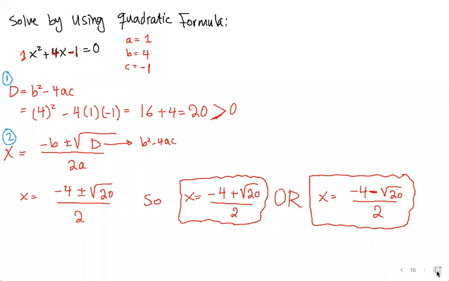Another question. Another example. Solve this quadratic equation. 1 over 3 x squared minus 2x plus 4 equals 0. What is A? B, C. What is A? 1 over 3. B, minus 2. Don't forget the minus. And C, 4.